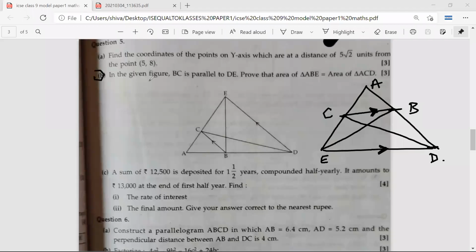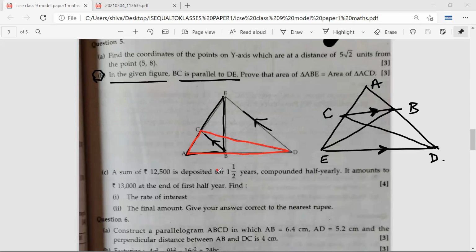Okay. In the given figure, BC is parallel to DE. So this line BC is parallel to DE. Prove that area of ABE, so this is the triangle ABE, is equal to area of ACD. ACD is the second triangle that we have. We need to prove that the areas of these two are the same.